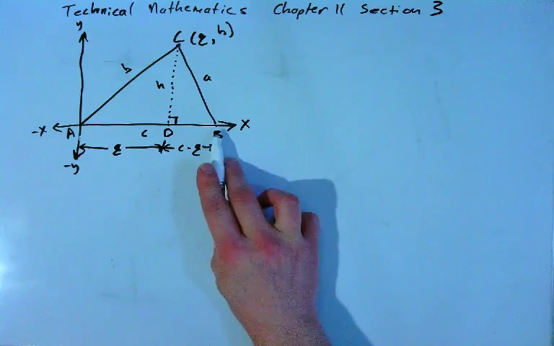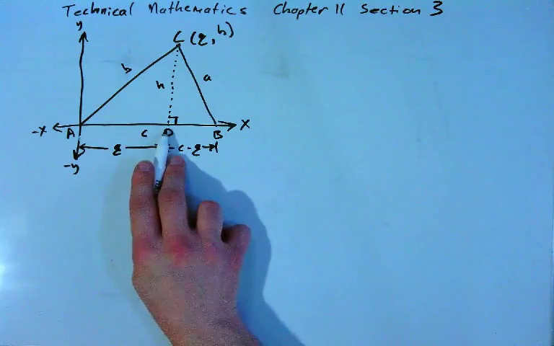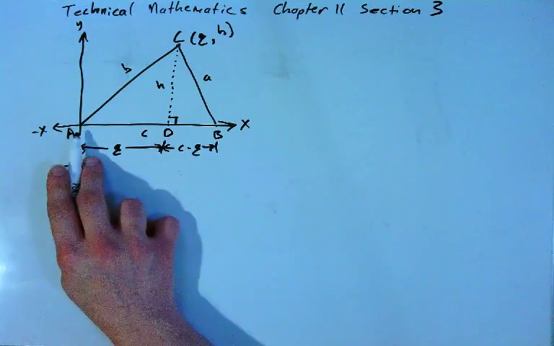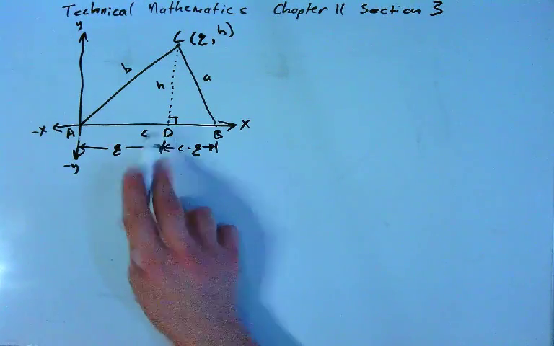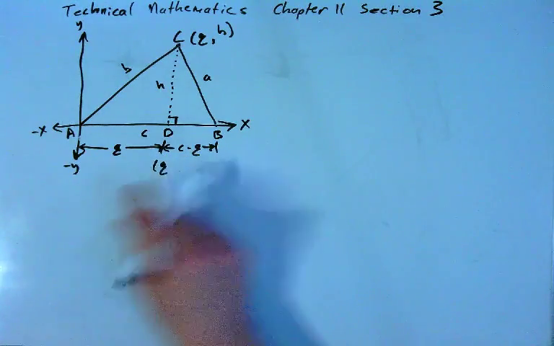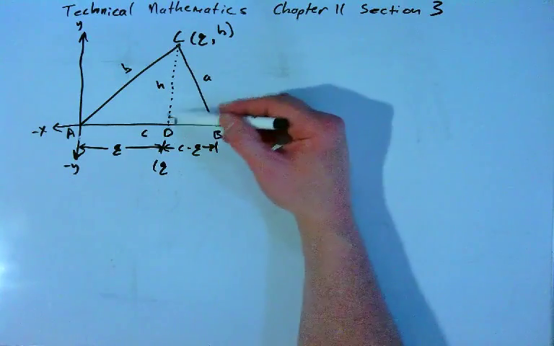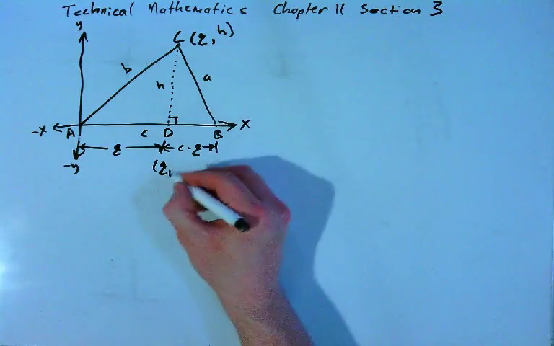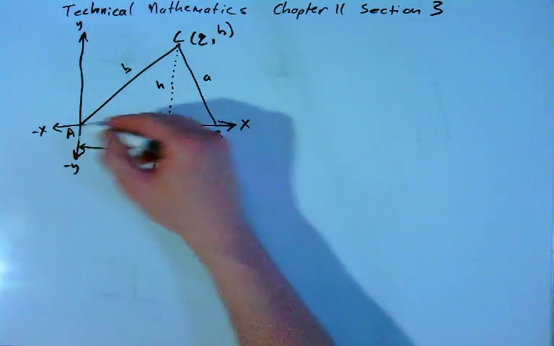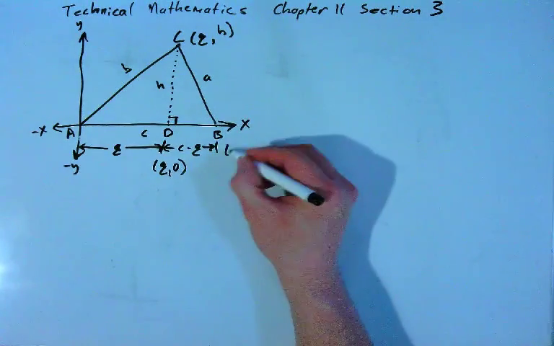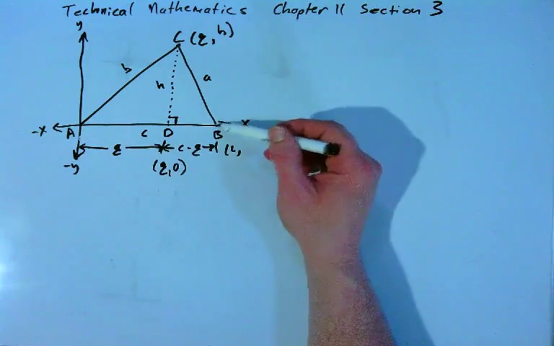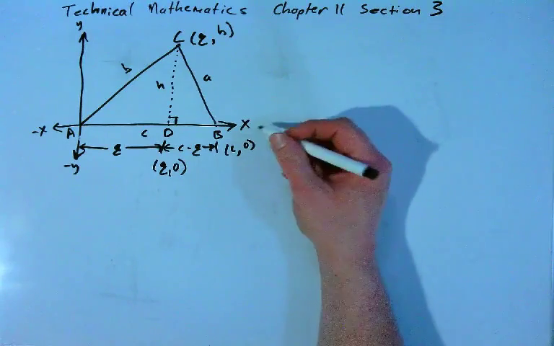For this point, actually let's look at D here. The xy coordinate of D is going to be G. The x coordinate is G. That's how far away it is from the y-axis. And the y coordinate is 0. And then let's look at this point. The x coordinate is C, and the y coordinate is also 0.